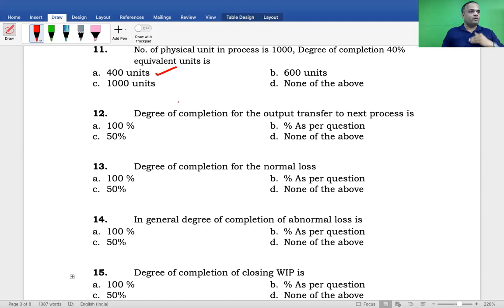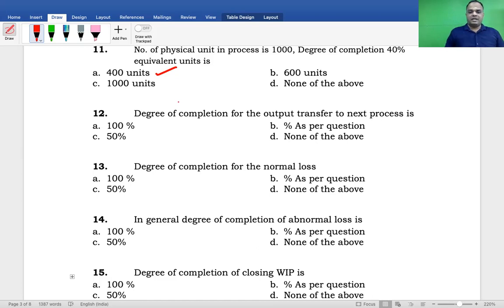Then, steps to solve equivalent production. What is the first step? Input, output, quantity reconciliation. Second step, percentage of completion under equivalent units of production. Third step, compute cost per unit of equivalent production. Next step, valuation for closing WIP, output transferred to next process, abnormal loss or abnormal gain. Last one, process. If you write all the points, you will get full marks.